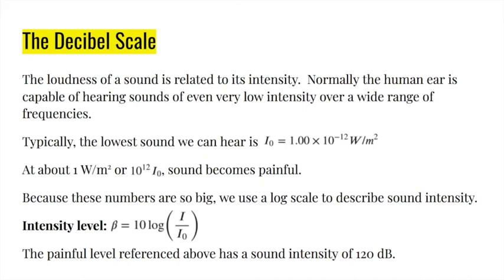All right, you guys have probably heard of the decibel scale. You may not know exactly how it works, but you know that things that have a higher decibel value are loud, and things that have a lower decibel value are quieter. This should give you a better picture of how that works exactly. Typically, the lowest sound that anybody can hear is 1.0 times 10 to the negative 12th watts per square meter. That's the intensity level. I is going to represent intensity for us.